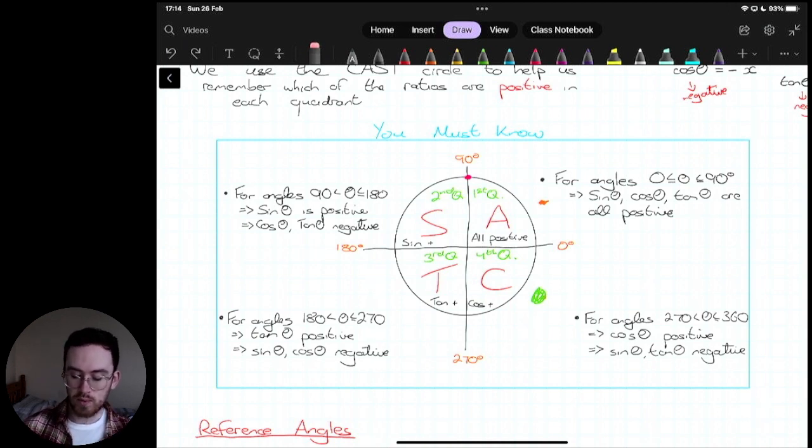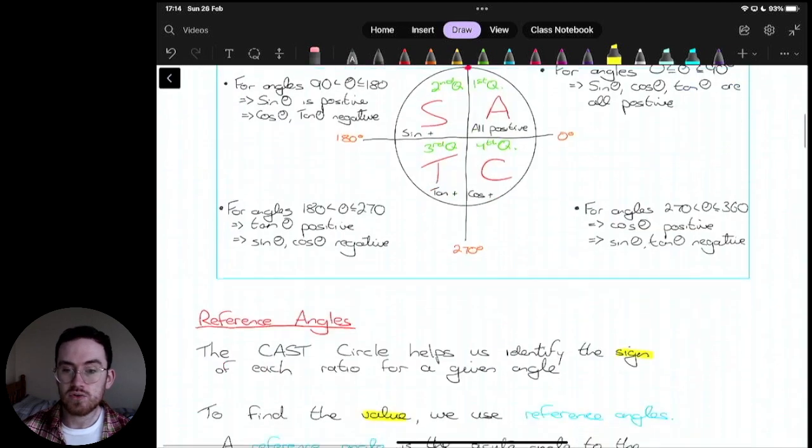Something that comes up with our unit circle, more than just the sign, whether it's positive or negative, of our different ratios, is going to be the value. Okay, the value of those different ratios. We're used to looking for the value between 0 and 90 and using our calculator to do so, but sometimes we will want to find the value for angles bigger than 90. Okay, and we can use this unit circle in our CAST circle to do that.